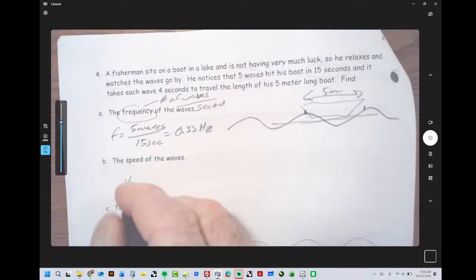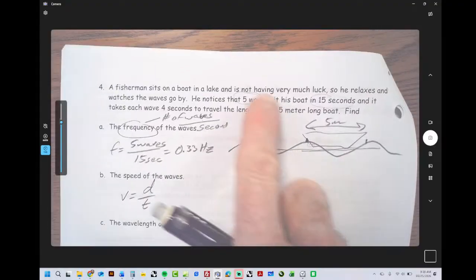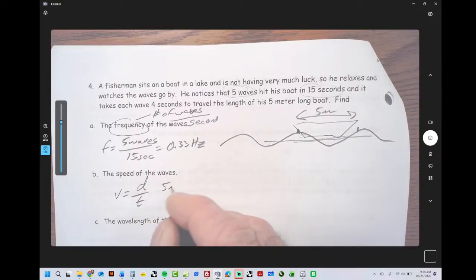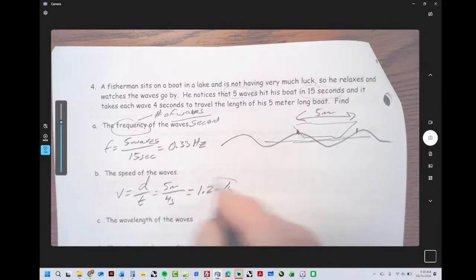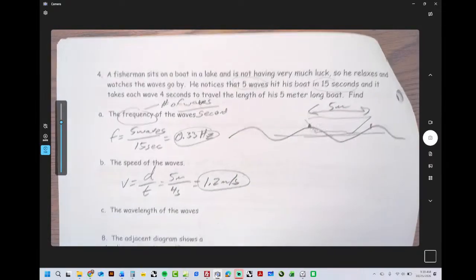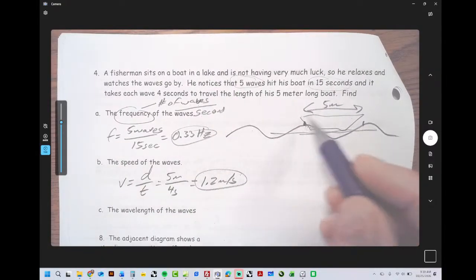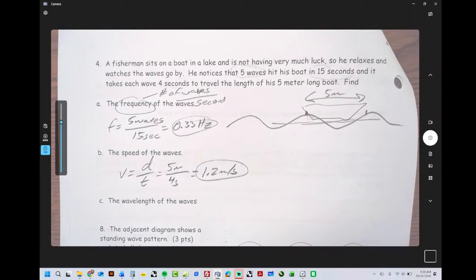So with this, velocity is distance over time. Are you given a distance anywhere in the question? 5 meters. So how long does it take a wave to go 5 meters? 4 seconds. So that's 1.2 meters per second. Then the last one, the wavelength. This 5 meters, that's the length of the boat, not the length of the waves. I haven't drawn this to scale.